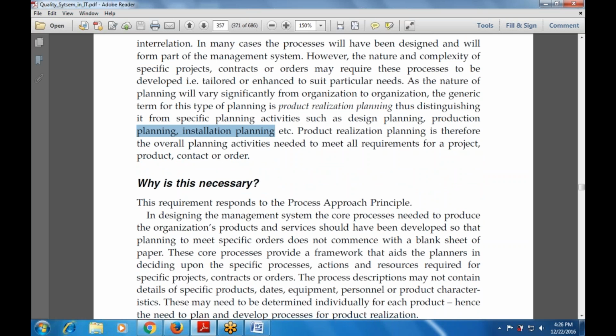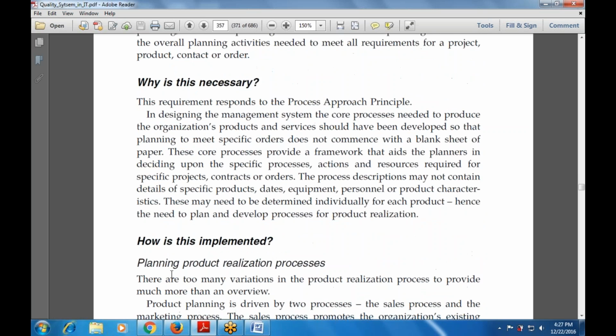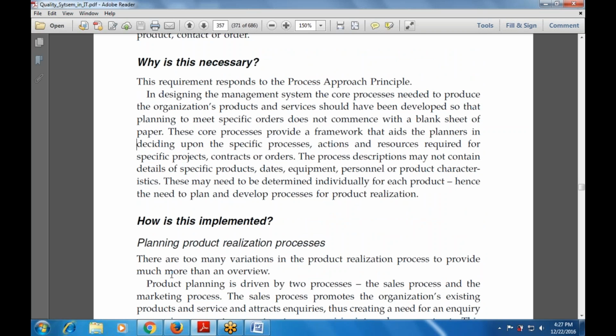Now, what is the meaning of this, or why is this necessary? Because this leads to the process approach principle. In designing the management system, the core processes needed to produce the organization's products and services should be developed so that planning to meet specific orders does not commence with a blank sheet of paper, but is used individually for each product. Hence, there is a need to plan and develop the processes for product realization.